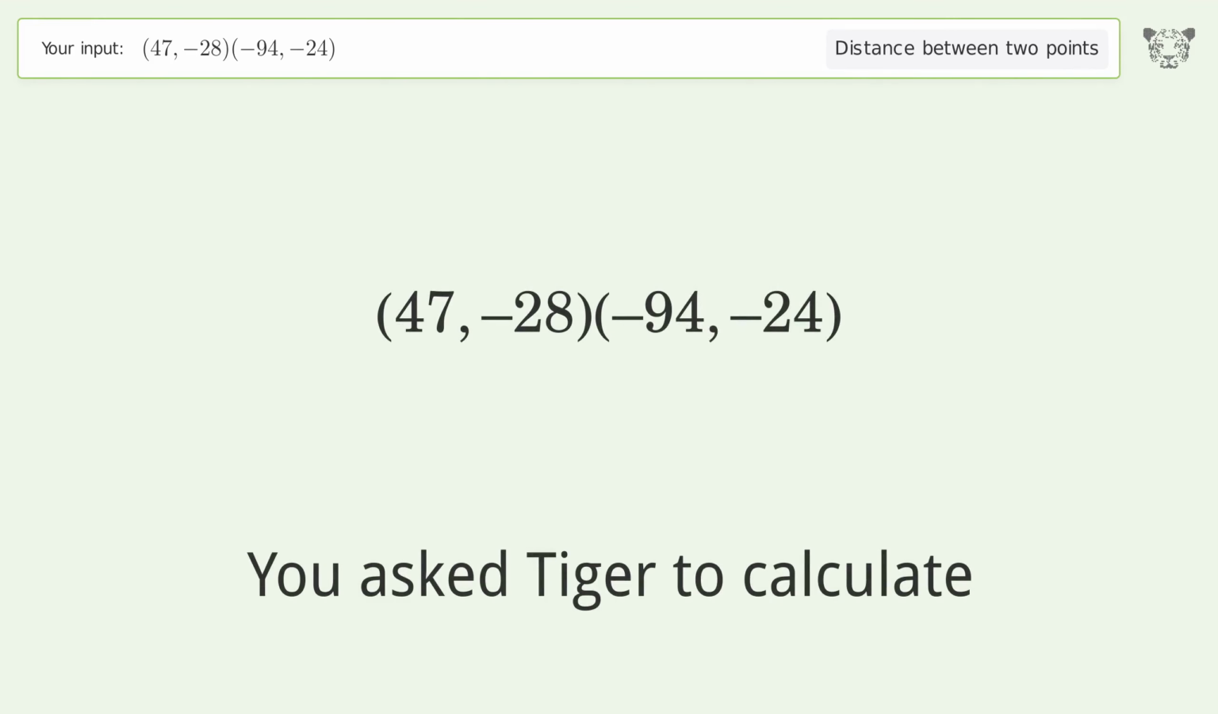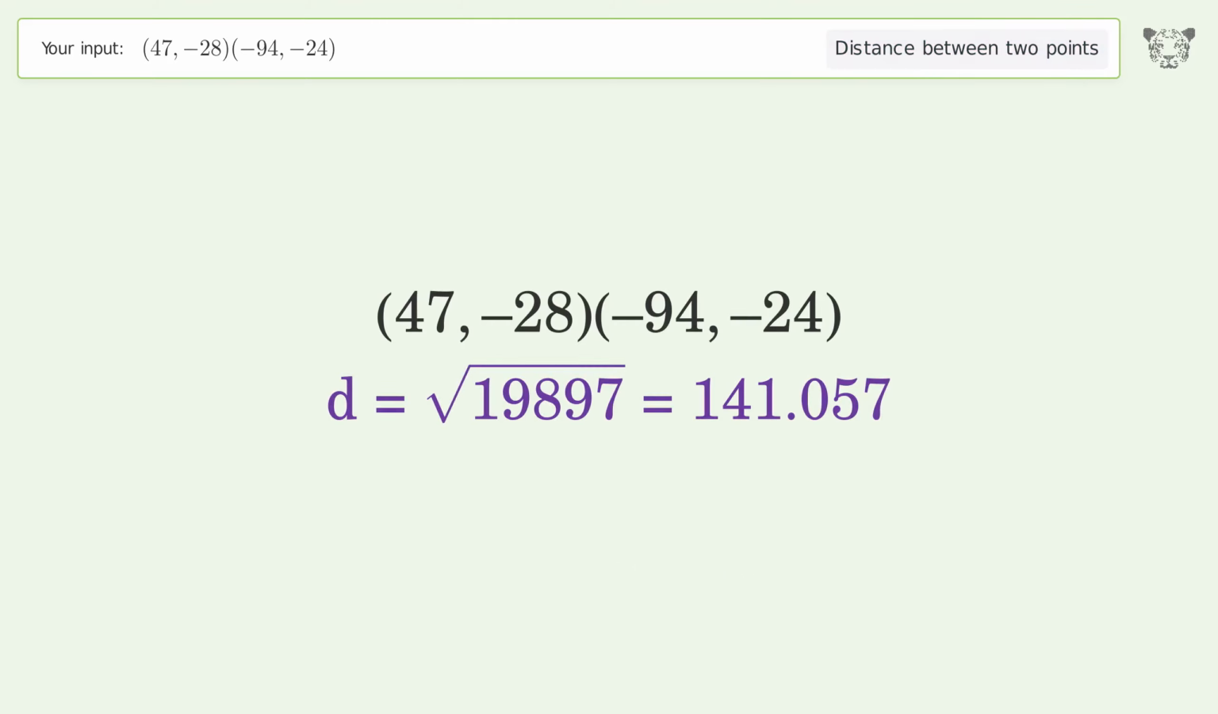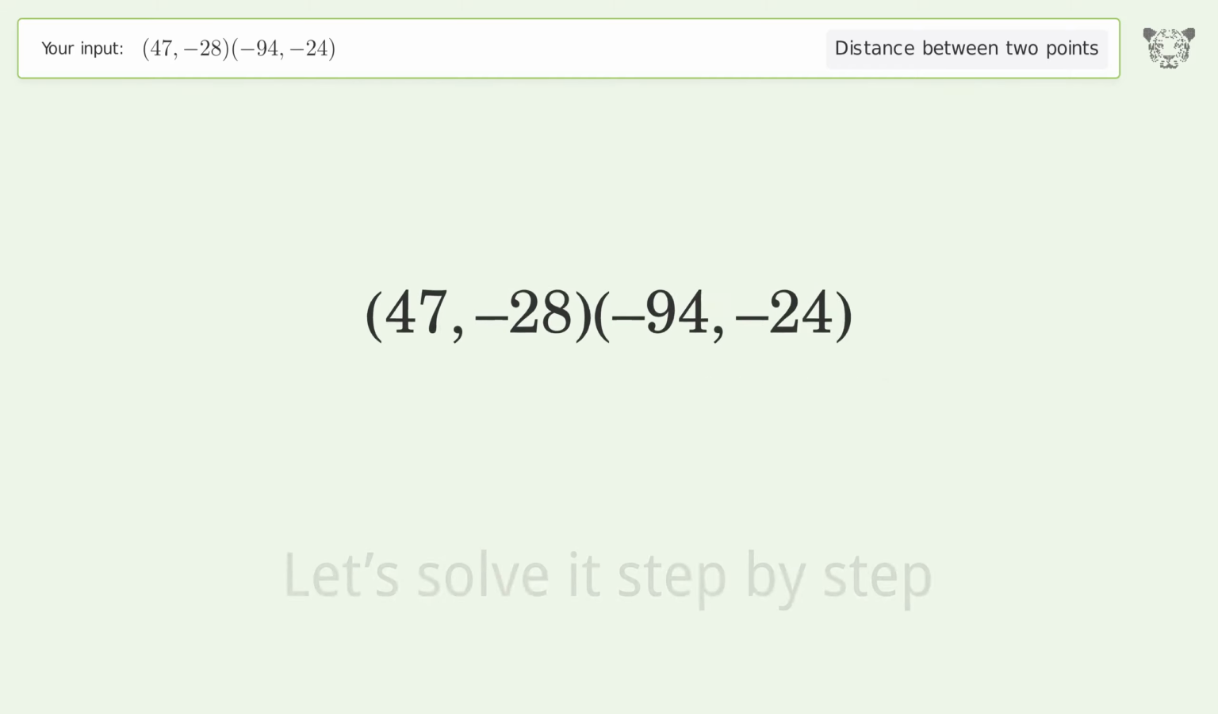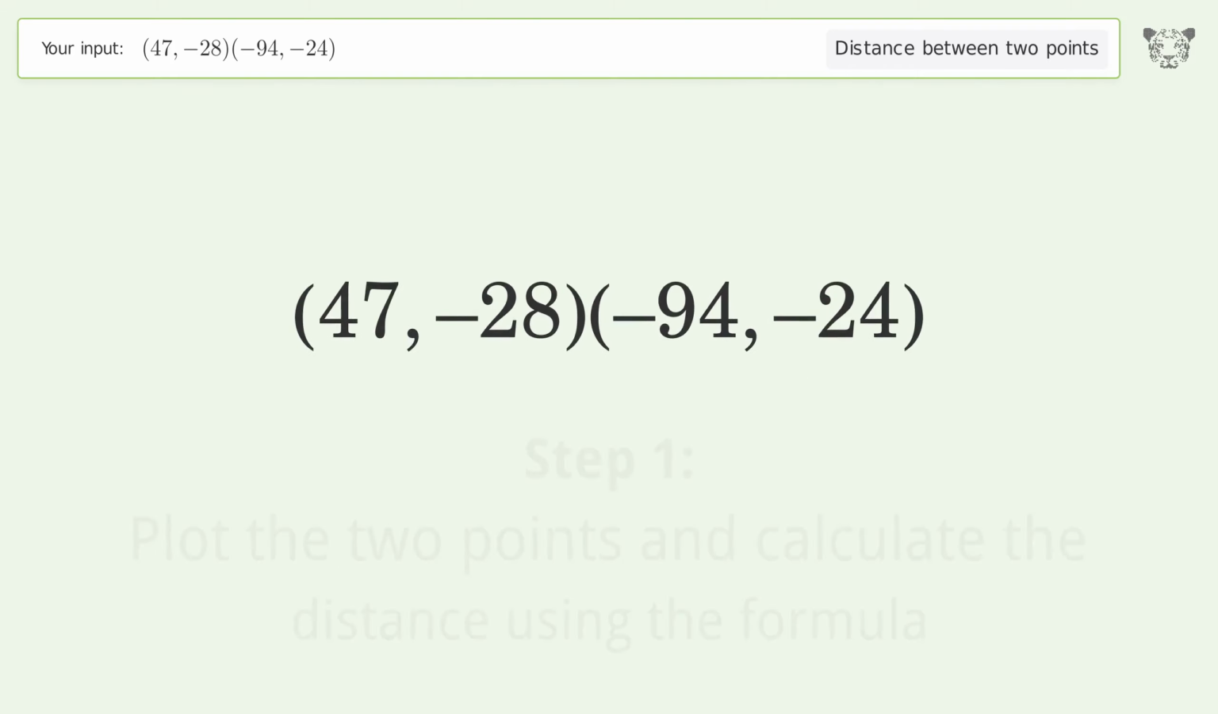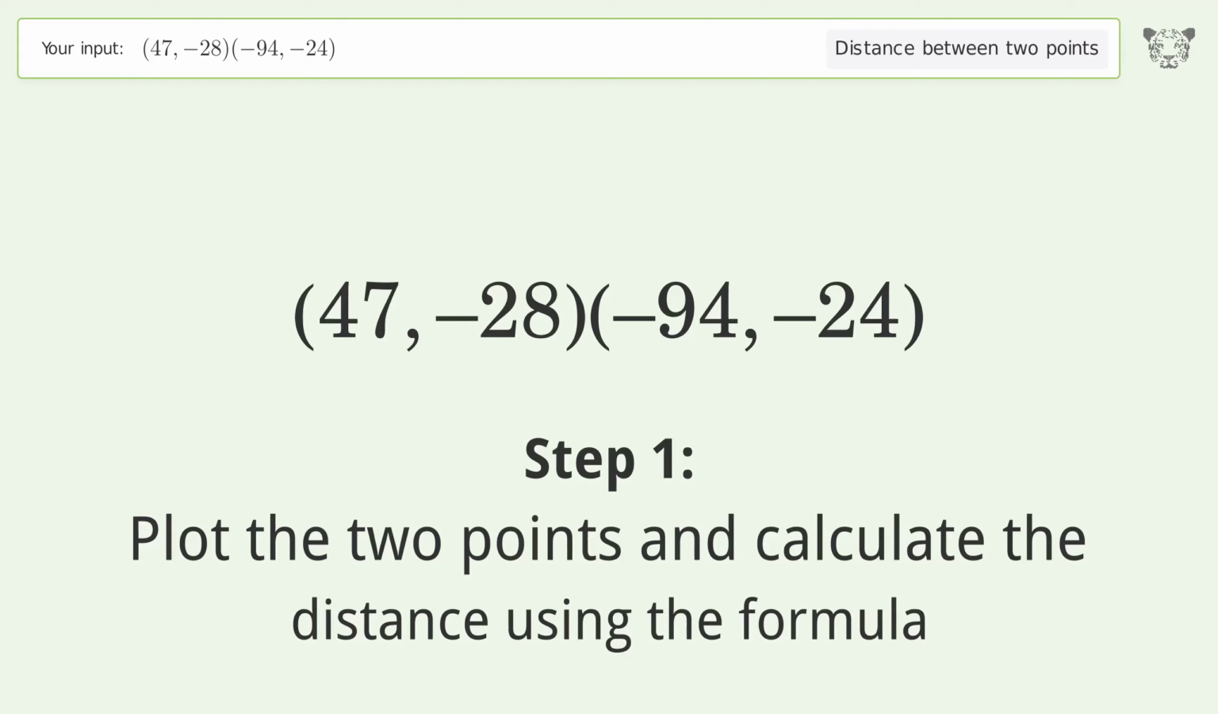You ask Tiger to calculate. This deals with the distance between 2 points. The distance between the 2 points is the square root of 19,897 or 141.057. Let's solve it step by step. Plot the 2 points and calculate the distance using the formula.